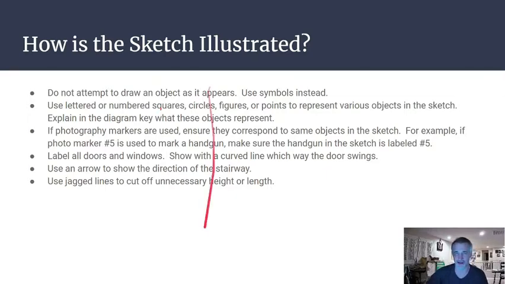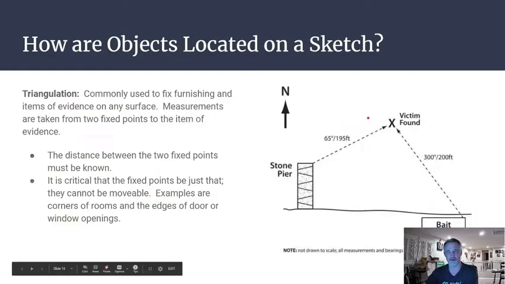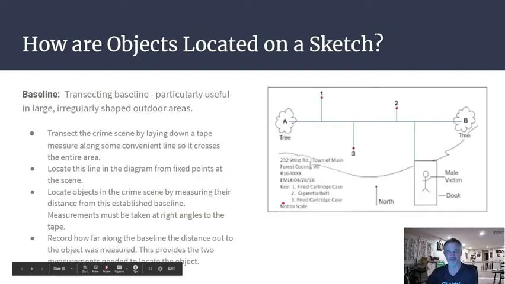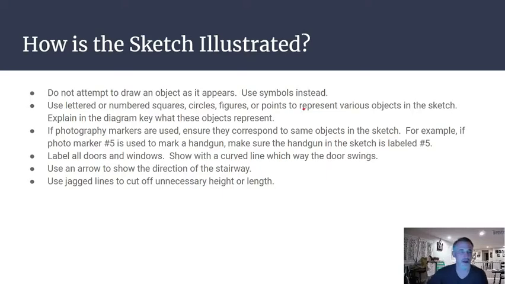And again, I can go backwards here. We'll go backwards to here. Whoops, sorry, I went too fast. So this is showing the door. This curved line shows that the door opens to the inside of this room. Okay. And then use an arrow to show the direction of stairways.